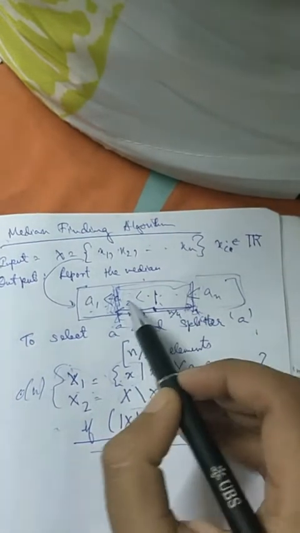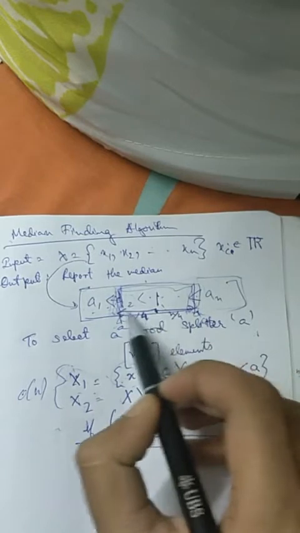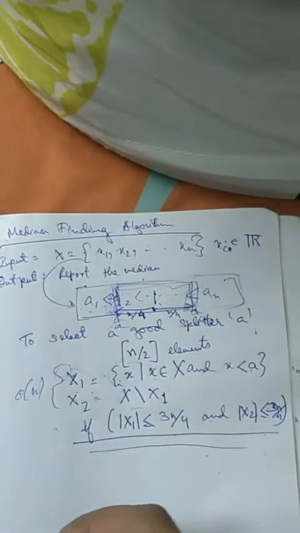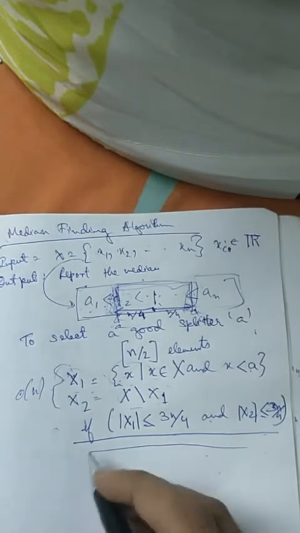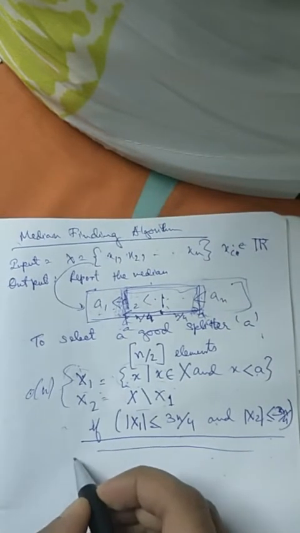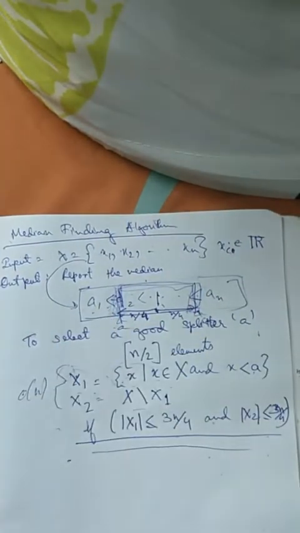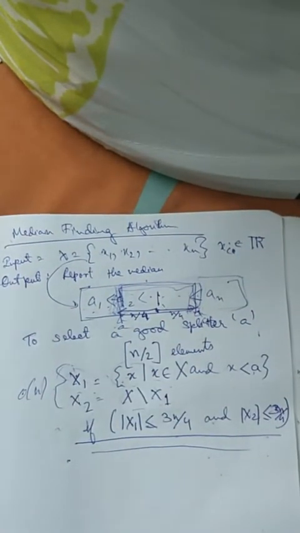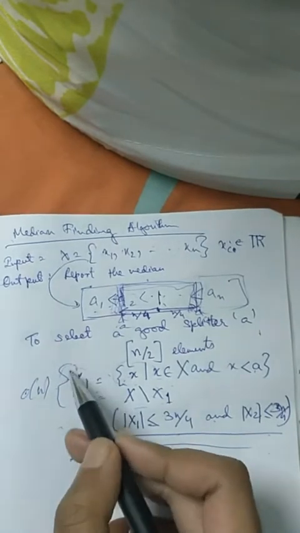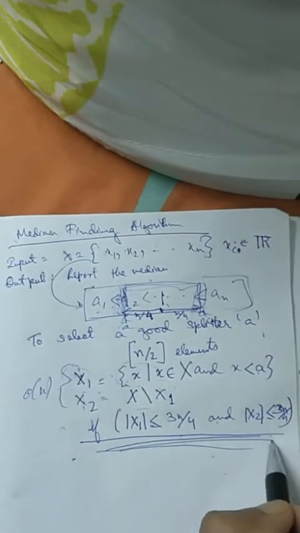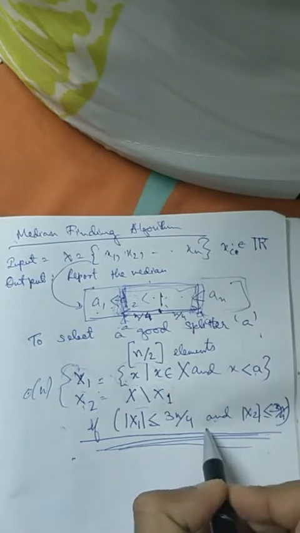So basically we're looking into these n by 2 elements. If we get one of them while finding a good splitter, then we are done. We use a randomized function to select one of these elements which will be our splitter, then we split into two sets, x1 and x2, and check for this condition. This is the condition for a good splitter.